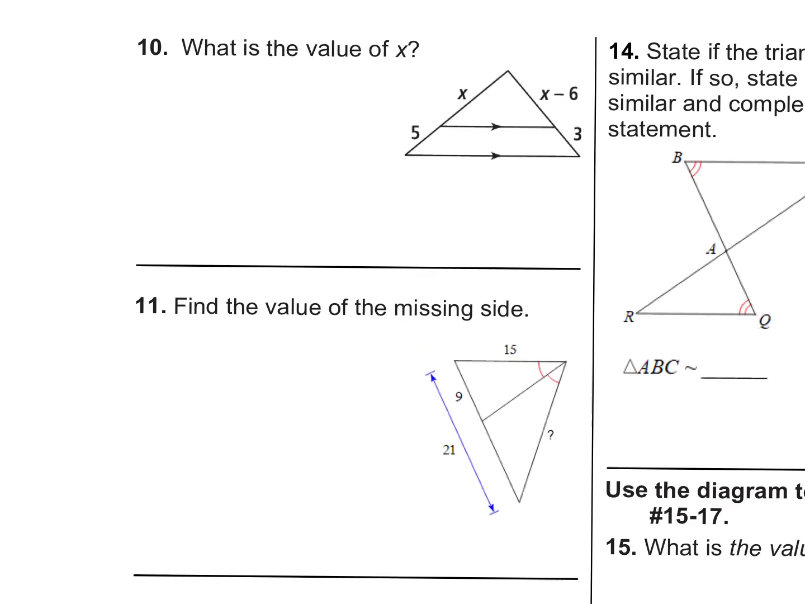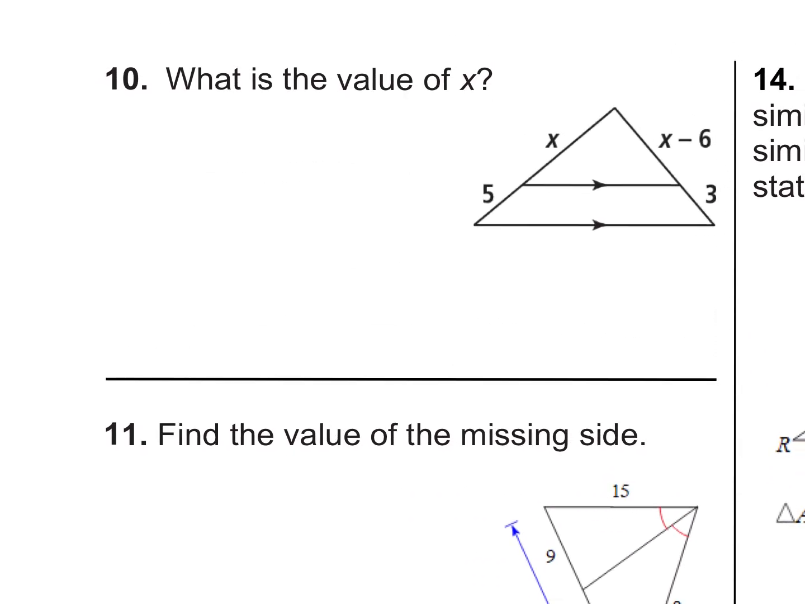All right, part 2 of the chapter 7 test review. Starting off, do you agree number 10 is very similar to the diagram in number 9? Yeah. It's pretty much the exact same thing, okay? So we have parallel lines here, so that helps.